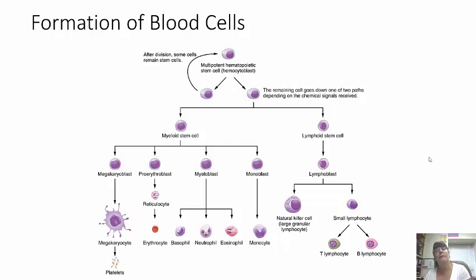If it takes the lymphoid stem cell path, it will differentiate into a lymphoblast, which will then either differentiate into a smaller lymphocyte or a natural killer cell. The small lymphocytes will then either become T or B cells. And we'll talk a lot about that when we get to the immunity chapter.